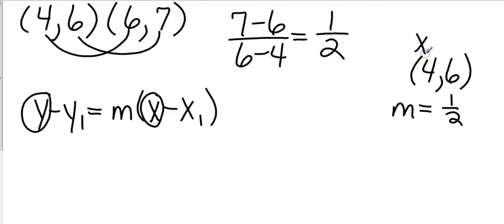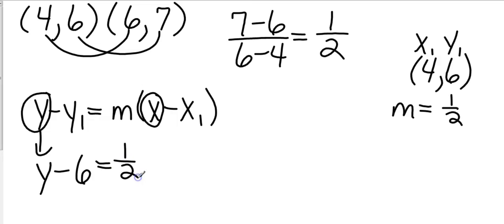This is the x value of the 1 point that I chose. This is the y value of the 1 point that I chose. So let's substitute them in. Again, the y stays the same. And I'm going to subtract my y1, which is 6. Then I'm going to put in my slope, which is 1/2. And then the x stays the same. Just bring it down. And then my x1 is 4. So bring down the subtraction sign and the 4.